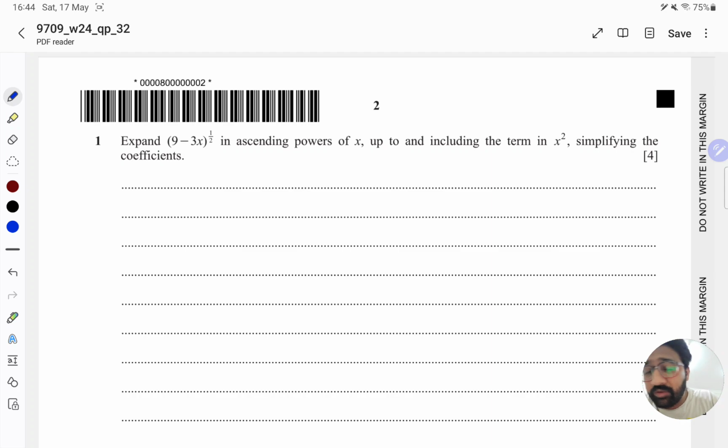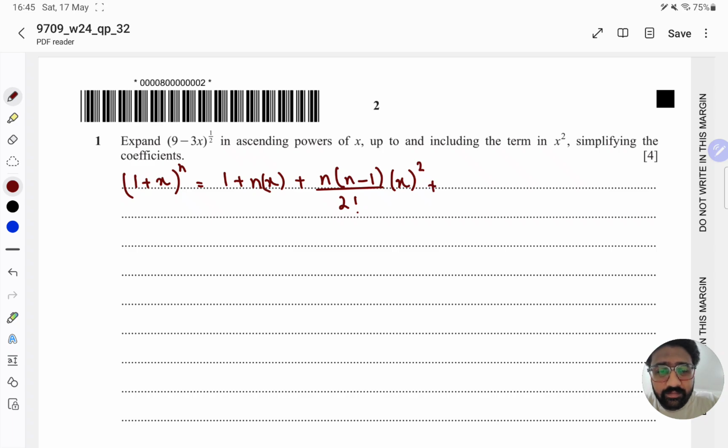So let me write down the binomial formula first. The binomial formula is (1 plus x) whole power n, which is equal to 1 plus nx, where x stands for the second term, plus n(n minus 1) divided by 2 factorial into the second term square, plus this thing will continue up till as many terms as they are asking. So this is the formula.